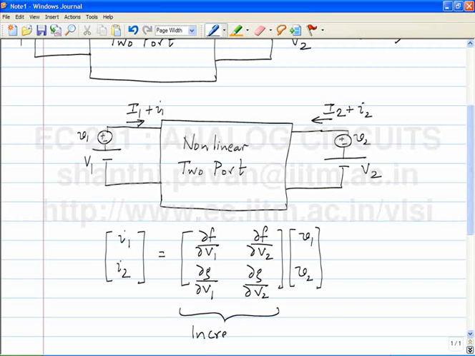What do we notice about the incremental Y matrix? What does it depend on? What all does the incremental Y matrix depend on? It depends on f and g and the operating point V1, V2, and this is very similar to our experience with nonlinear one ports. In a nonlinear one port, the incremental resistance depends on the nature of the function f as well as the operating point.